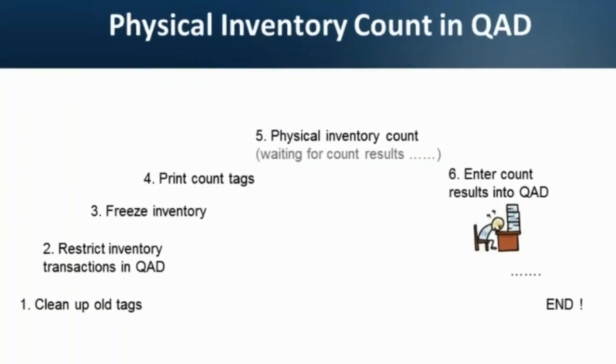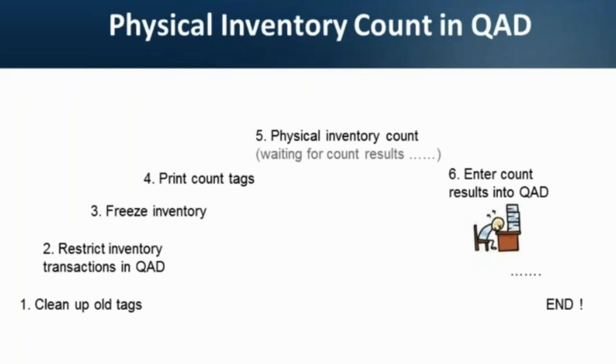Before performing physical inventory in QAD, I need to clean up any tags left from the previous inventory counts and ensure that QAD users are prevented from creating inventory transactions in QAD for the duration of the physical count. This is where I might need to get some help from IT to block access to menus that generate inventory transactions. After that, I need to perform inventory freeze in QAD, which will be a snapshot of inventory balances prior to the start of the actual count, and then generate and print count tags.